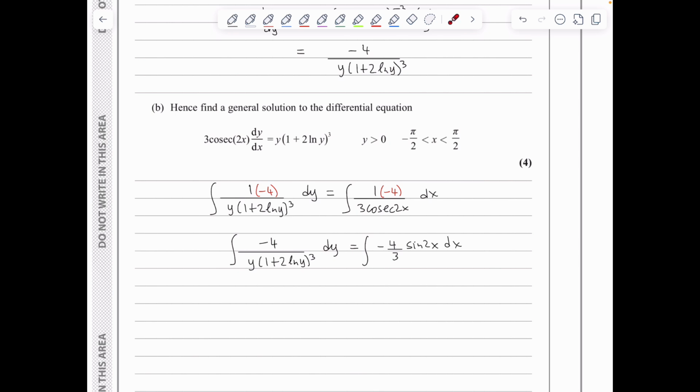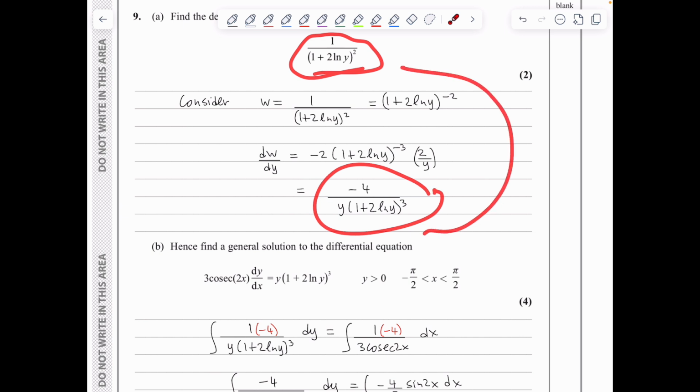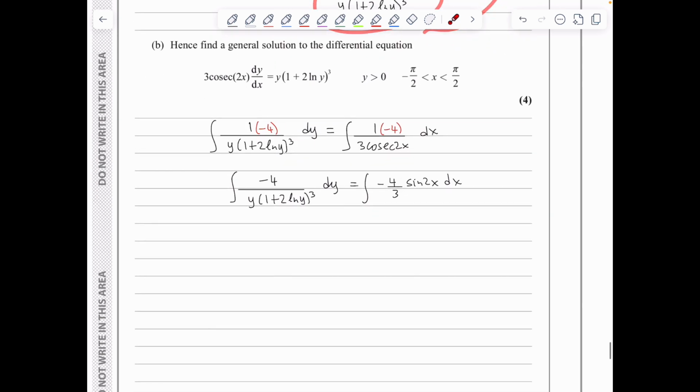and this is exactly the moment I'll be using part A. If the derivative of this here is -4 over y, 1 plus 2 ln y to the power of 3, then obviously the integral will be the thing we started off with. So the left hand side will simply give me 1 over 1 plus 2 ln of y raised to the power of 2, while on the right hand side we've got minus 4 over 3.